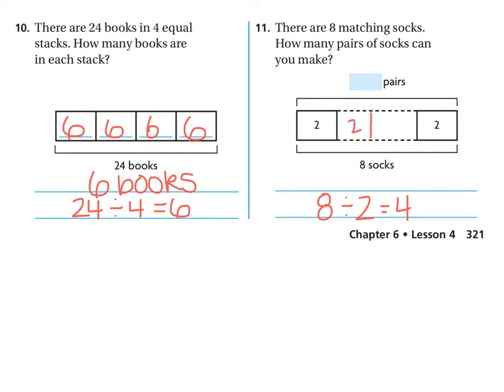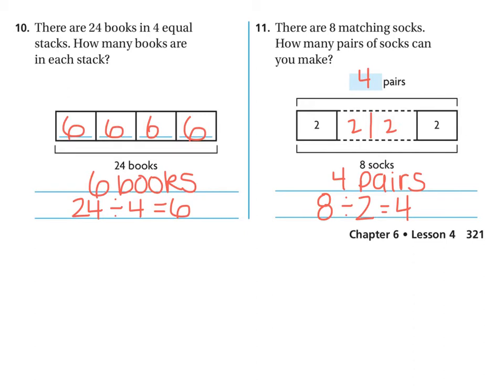Here's a second group of 2. That's 4 total socks. If I add another group of 2, that is 6 socks. And finally, this last group of 2 socks gives me my total of 8 socks. So when I'm looking at this bar model, I see that there are 1, 2, 3, 4 pairs of socks here. So our answer for number 11 is 4 pairs.